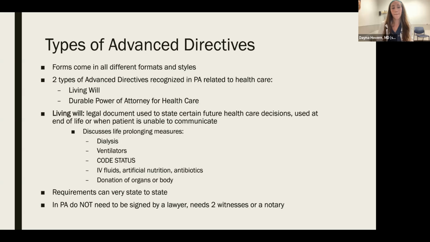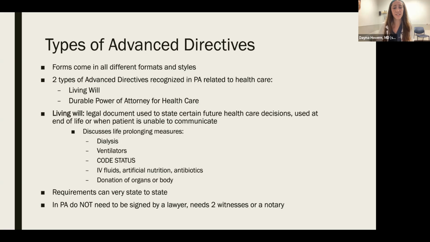So the living will, like I mentioned, is the legal document where you would state your future healthcare decisions. It can be used at end of life. It can be used when you're unable to communicate with your family and your providers about the kind of care you'd like to receive. Usually it includes discussions about these following life prolonging measures, things like dialysis, ventilation, code status, organ donation. And I broke this down in further slides so we can talk about them further.